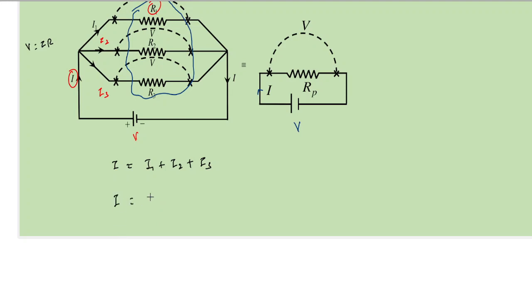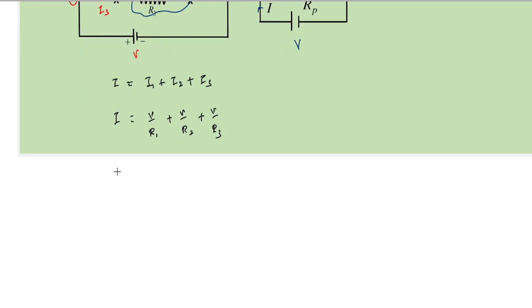So this I is equal to, across R1 it will be V by R1 and this will be V by R2 and this will be V by R3. Here the voltage drop remains same, so it is taken as just V. Here we take V outside, then what remains is 1 by R1 plus 1 by R2 plus 1 by R3. Let us call this as 1.